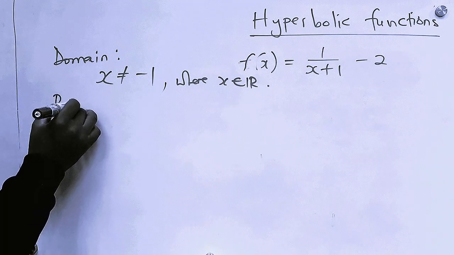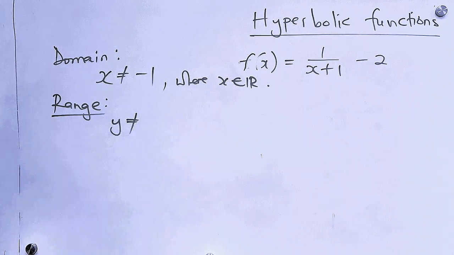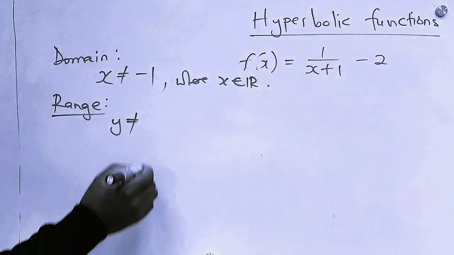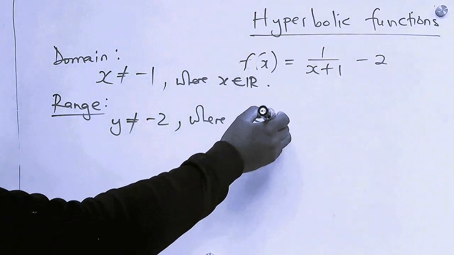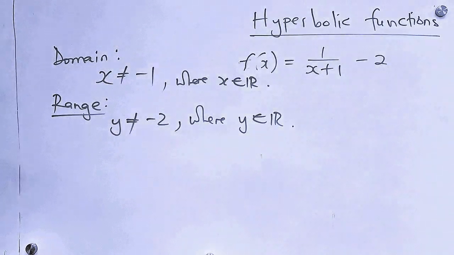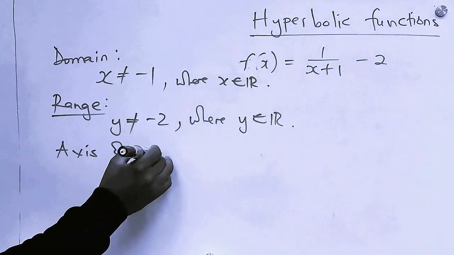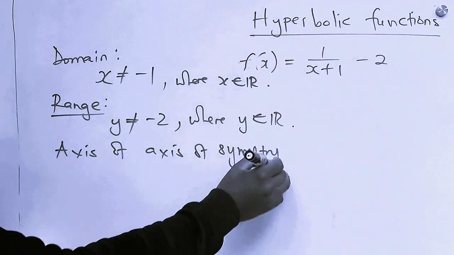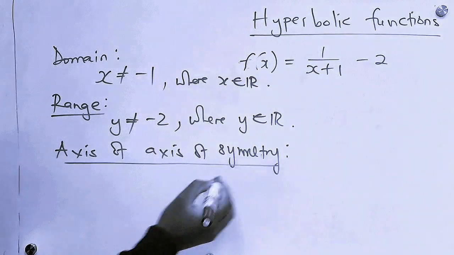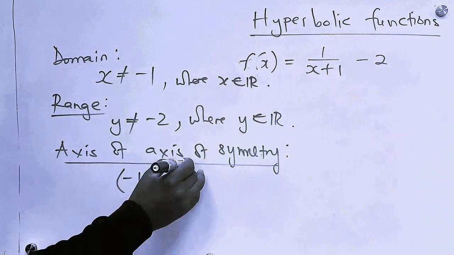Now let's see range. Range is y not equal to our y asymptote, which is -2, where y is an element of real numbers. So that's how we find our domain and range. Let's see our axis of symmetry. Our axis of symmetry is at (-1, -2).